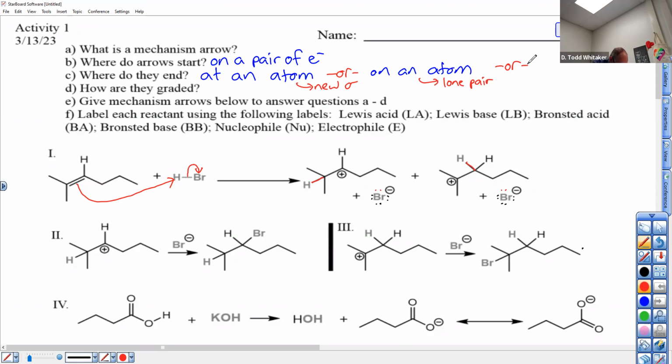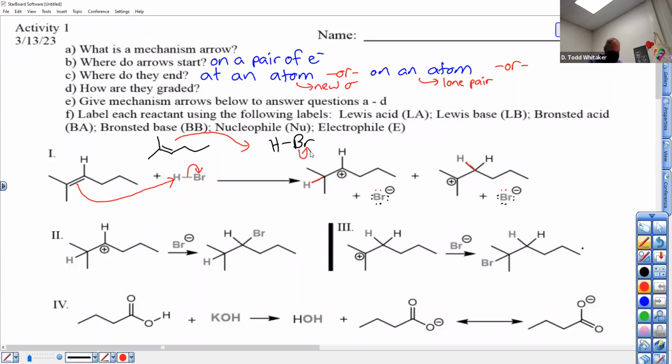And how are they graded? Well, let's see. I can answer that this way. I'll redo the arrows and tell you how you lose points. So here's the same alkene. If you want to lose a quarter point, you can start out here. You want to lose another quarter point, you can end it out there. You want to lose another quarter point, you do something like this. I'm trying to show something that's just wrong. Something like that.